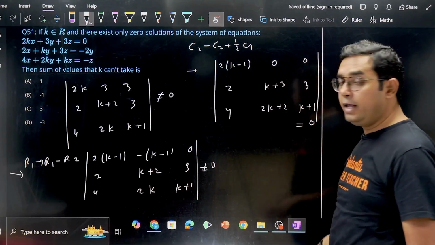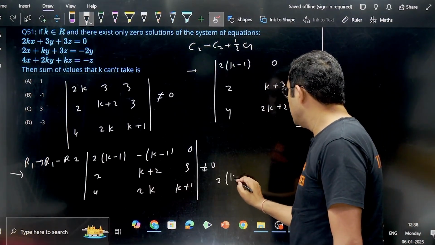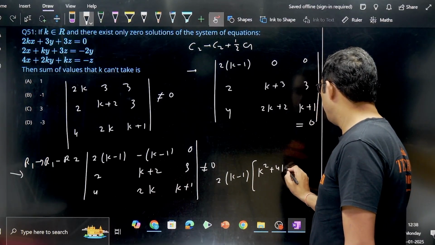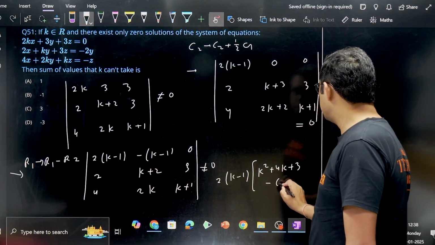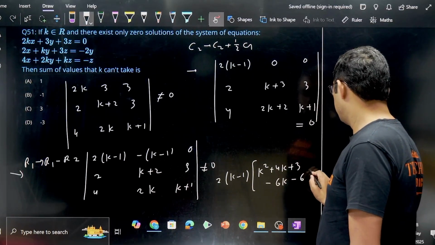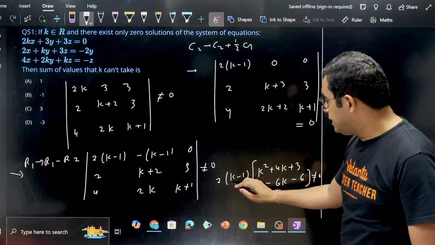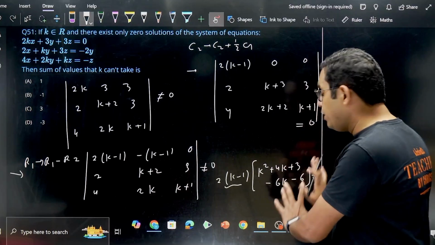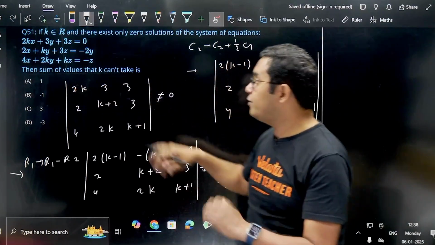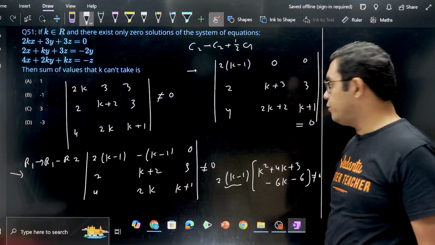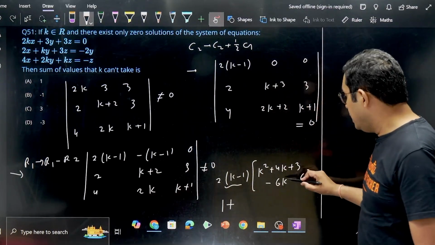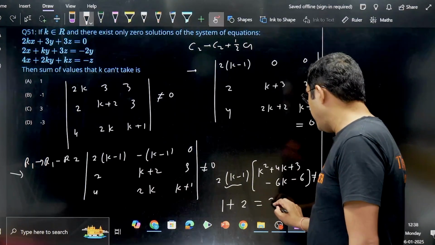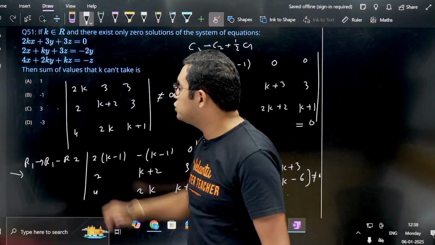Expanding along the first row, we will get 2 times k minus 1 into this, that is k squared plus 4k plus 3, and minus this thing, that is 6k and minus 6. It's not equal to 0. So you can say this is having one root, that is 1, and this is a quadratic whose discriminant is positive. That means it will have real roots. So now you can put the sum of values that k cannot take. I just need the sum of roots. Here you can check the coefficient of k is minus 2, so the sum of roots is equal to 2. So the final sum has to be equal to 3. So the answer for this question should be C.